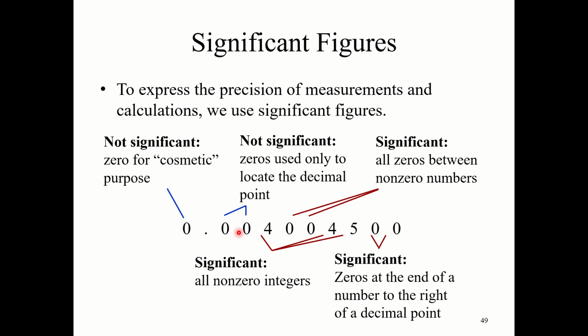Now, let's look at this number right here, 0.004004500. These three zeros out front, we're going to talk about them in a minute, these are not significant. This 0 is really just for cosmetic purposes. These two zeros right here are used only to locate the decimal place. They are essentially value placeholders. They are not significant. Now the 4 and the 5 are significant because all non-zero integers are significant. These two right here are significant because they are between non-zero integers. So these two zeros are significant, and these two right here are also significant.